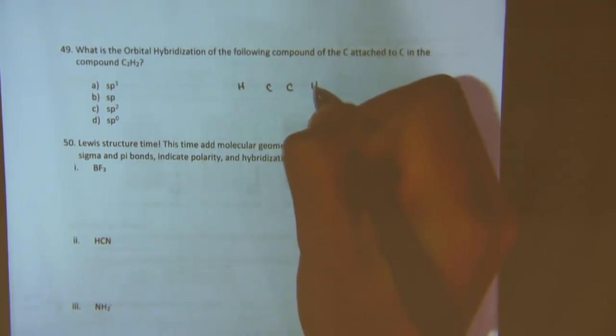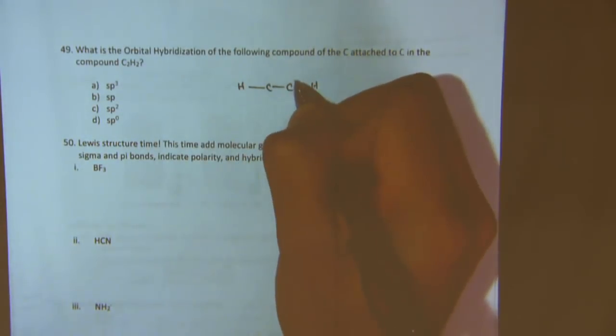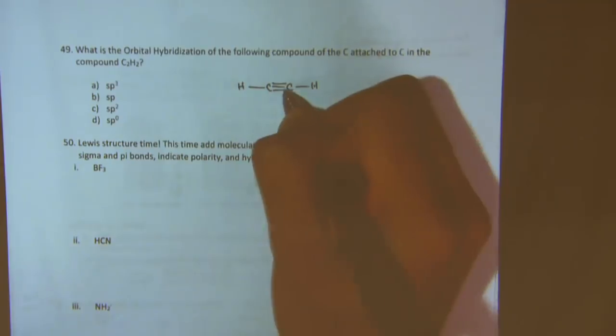Cool. So let's go on to the next page. What is the orbital hybridization of the following carbon attached to the carbon in the compound C2H2? So we're going to draw out our structure, and we're going to attach single bonds. And these two are going to have 2 lone pairs, in which we would just give it a triple bond.